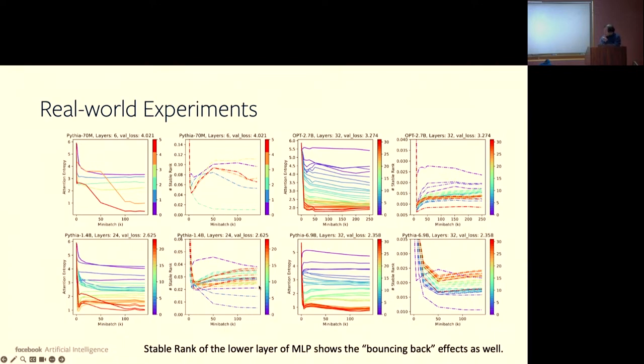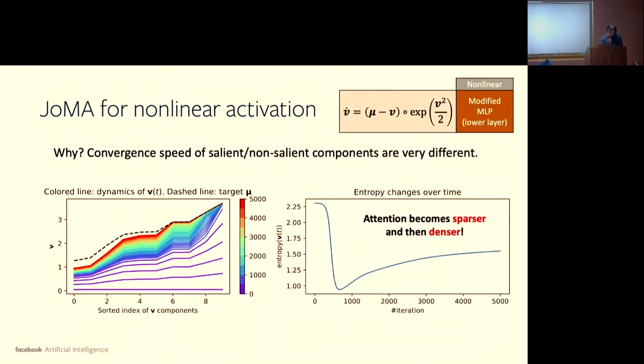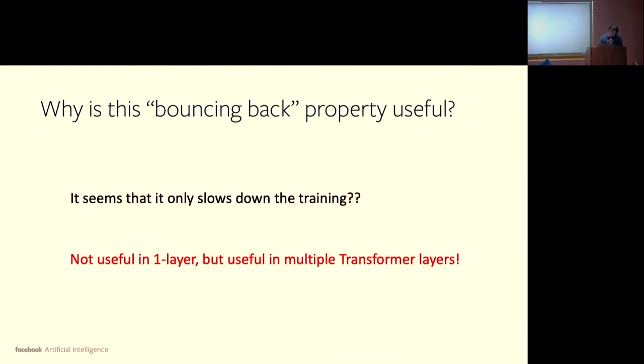The reason why we actually see this is because we have a hypothesis, which we'll talk about later, regarding these properties. Basically, this property is not useful for one layer, because in one layer, why not just learn all the features in one shot without having these kinds of interesting properties? But it may be useful in multiple layers.